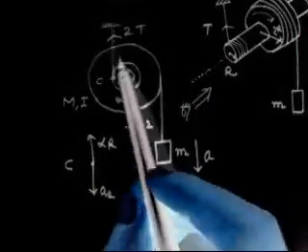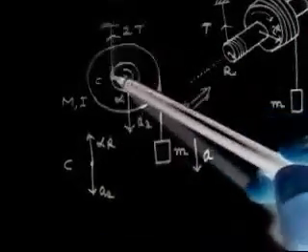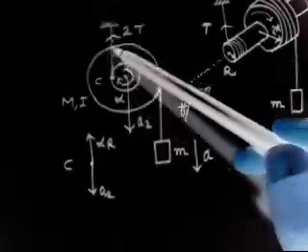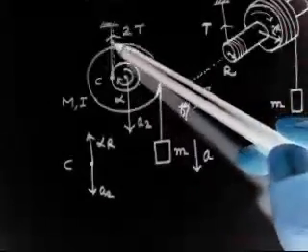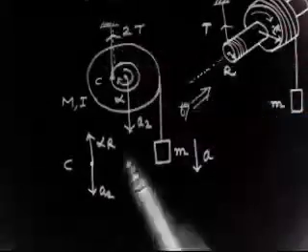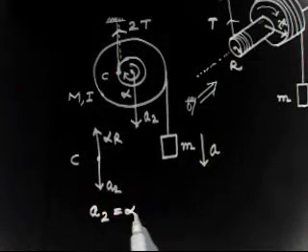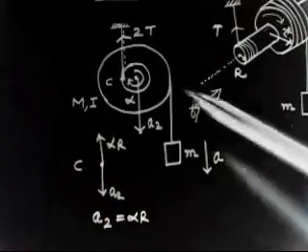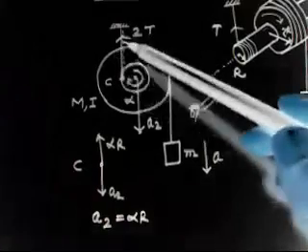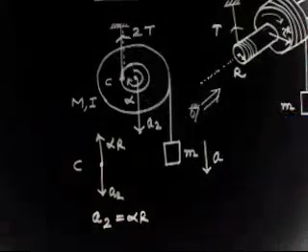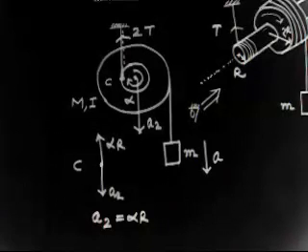Now this length of thread is fixed. It cannot increase. So this means A2 should equal alpha R. So I have a relation: A2 is equal to alpha R, because this thread length cannot increase and cannot decrease. Are you getting?